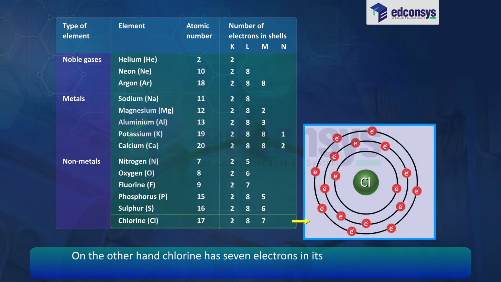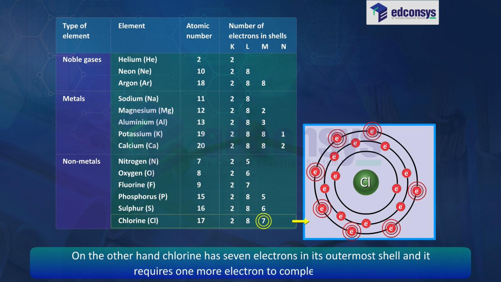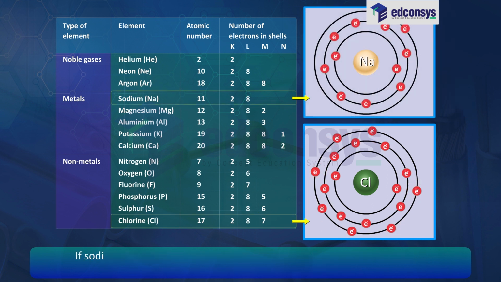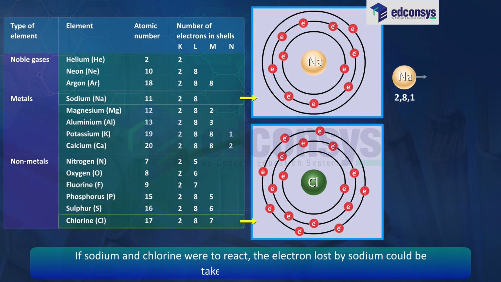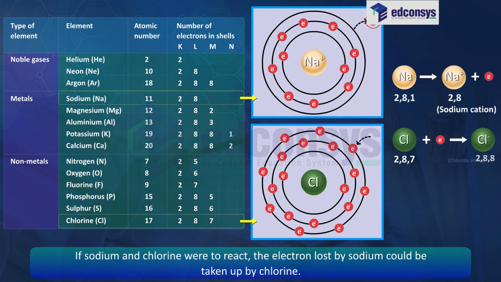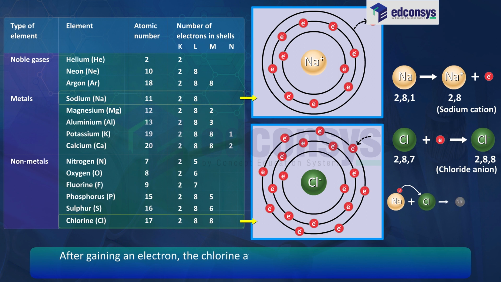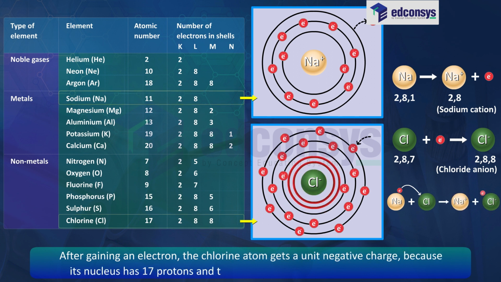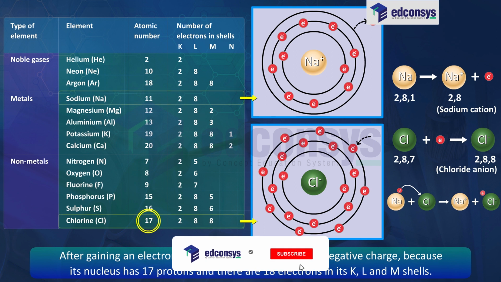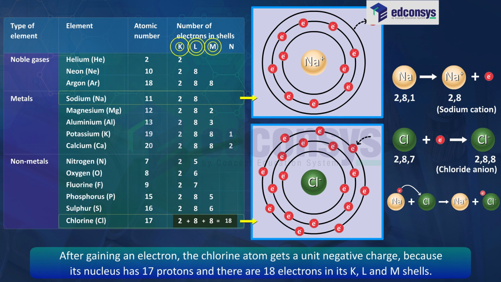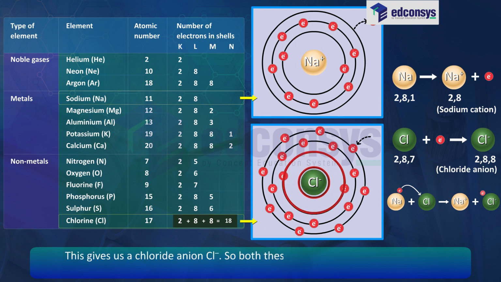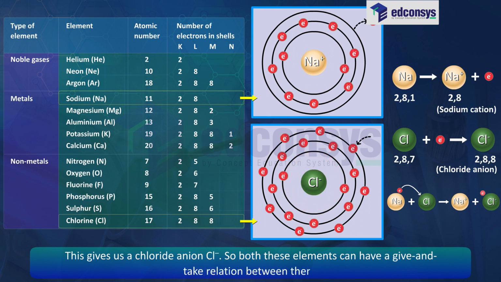On the other hand, chlorine has 7 electrons in its outermost shell and it requires one more electron to complete its octet. If sodium and chlorine were to react, the electron lost by sodium could be taken up by chlorine. After gaining an electron, the chlorine atom gets a unit negative charge because its nucleus has 17 protons and there are 18 electrons in its K, L and M shells. This gives us a chloride anion Cl-. So both these elements can have a give and take relation between them.